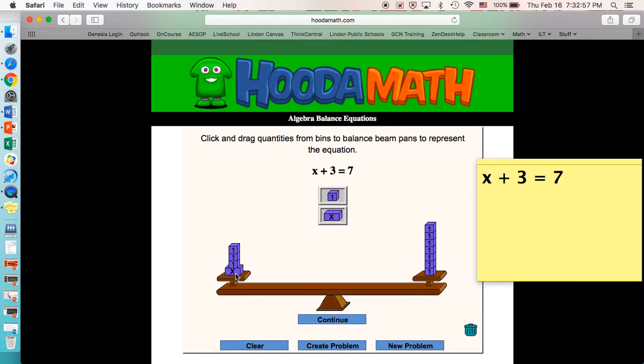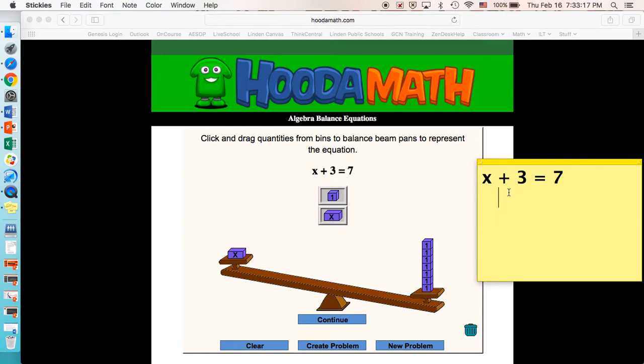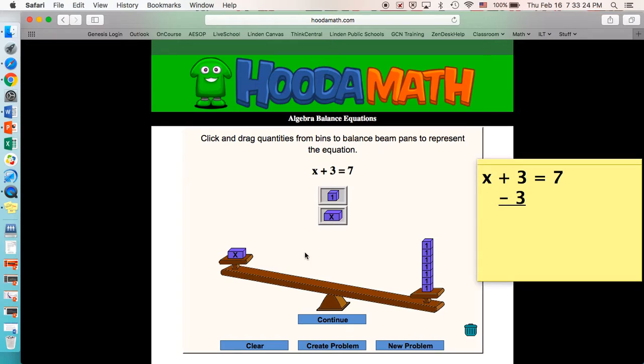Well, one way we can do this is we need to get rid of these 3 ones tiles. So if I do that, if I just throw out the 3 ones tiles, which is the same thing as subtracting 3 in an equation, my scale is not balanced anymore. So this is no longer an equation.